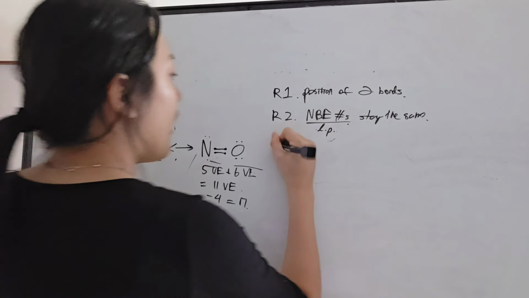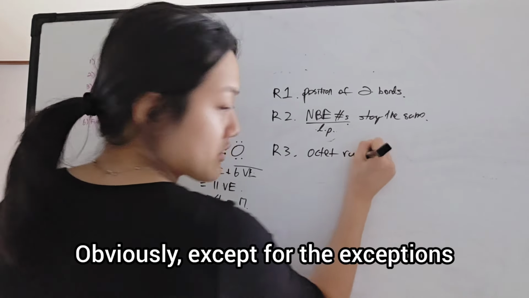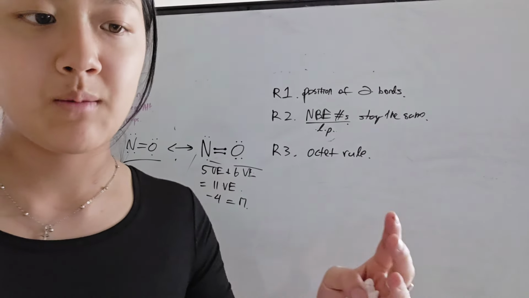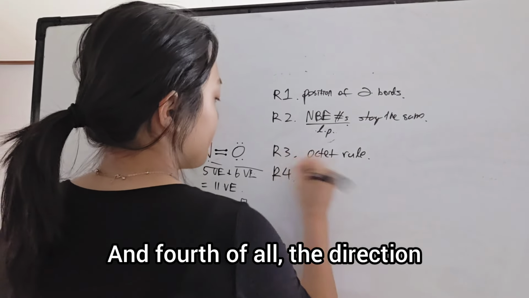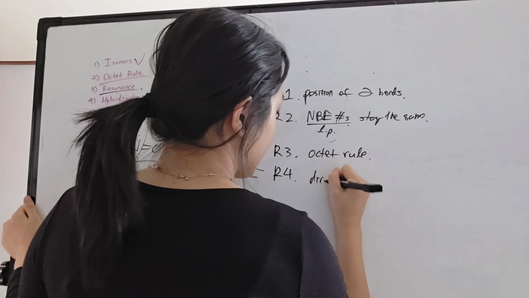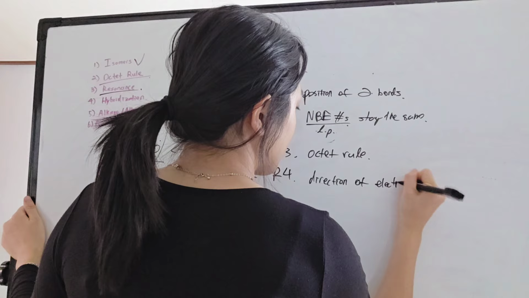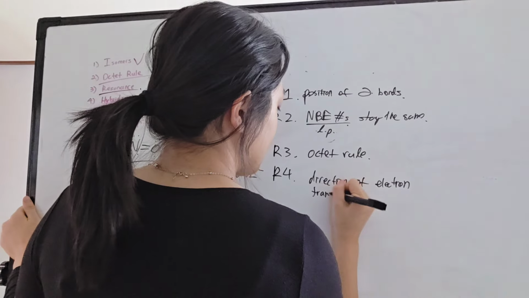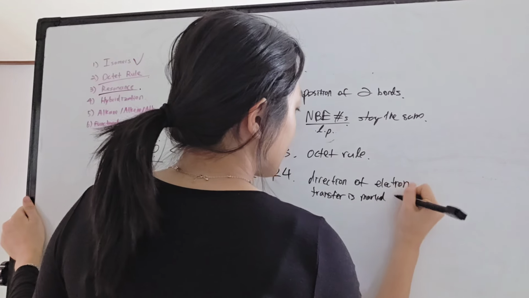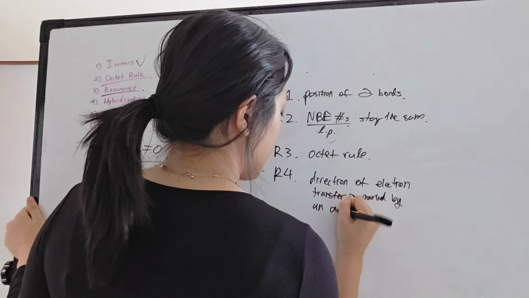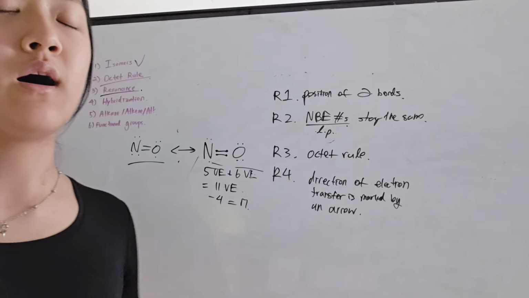Rule number 3, all atoms must satisfy the octet rule. Obviously, except for the exceptions that we mentioned beforehand, but it must follow the octet rule. And fourth of all, the direction of electron transfer is marked by an arrow. What do I mean by this? Well, let's actually draw a resonance structure.